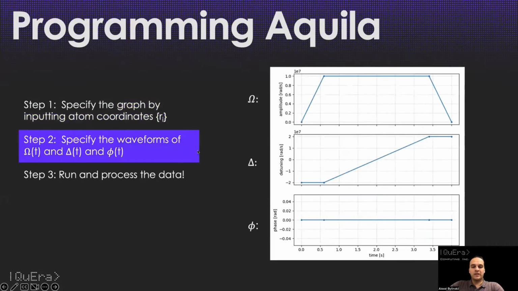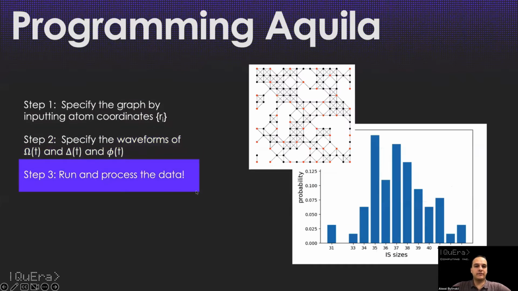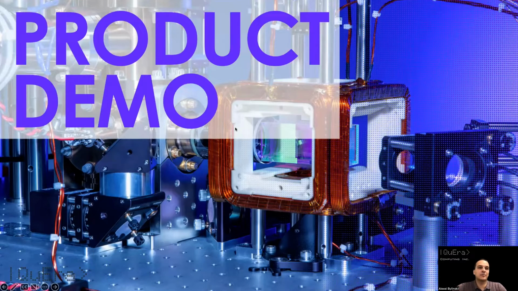The second step will be to specify this analog compute schedule, by specifying time series for the strength of the drive, the detuning, and the phase of the global drive applied to the atom register that we make. And then finally, we'll retrieve the results and process the data, visualize it, get statistics on it. And I hope the sky's the limit for what you can do with the data on your own time later. Here we go. Let's go to the product demo.